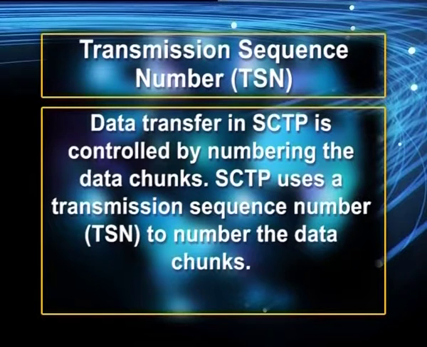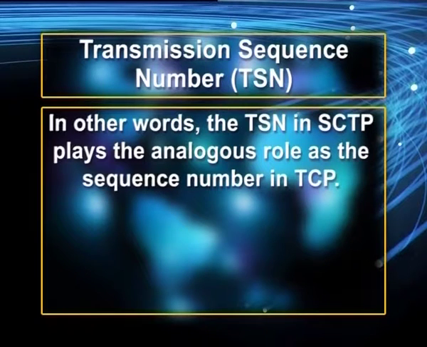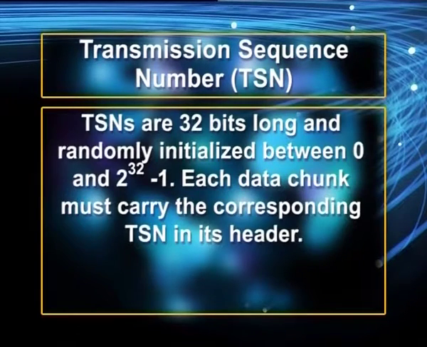SCTP uses a transmission sequence number, TSN, to number the data chunks. In other words, the TSN in SCTP plays the analogous role as the sequence number in TCP. TSNs are 32 bits long and randomly initialized between 0 and 2^32-1. Each data chunk must carry the corresponding TSN in its header.